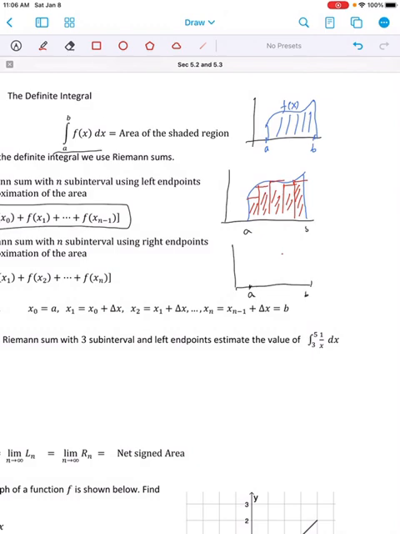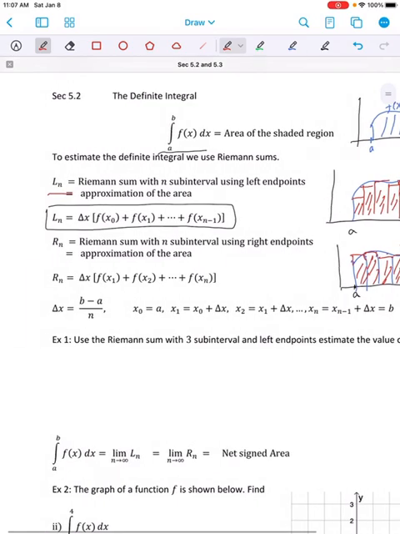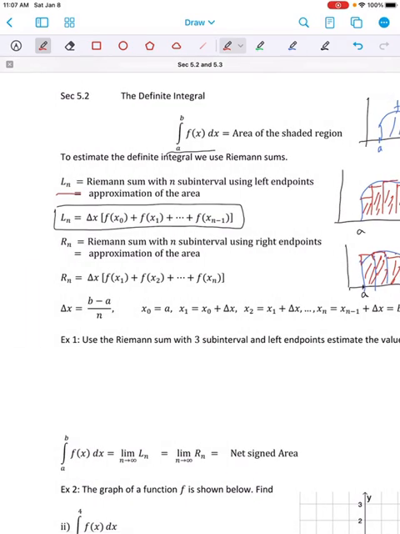So how did we do the right endpoints? Well, we have the same situation. We have the function and then we divide it into subintervals. And this time we will be using the right endpoint. So we will be using the endpoints from this side. So this area is the estimate of the definite integral.